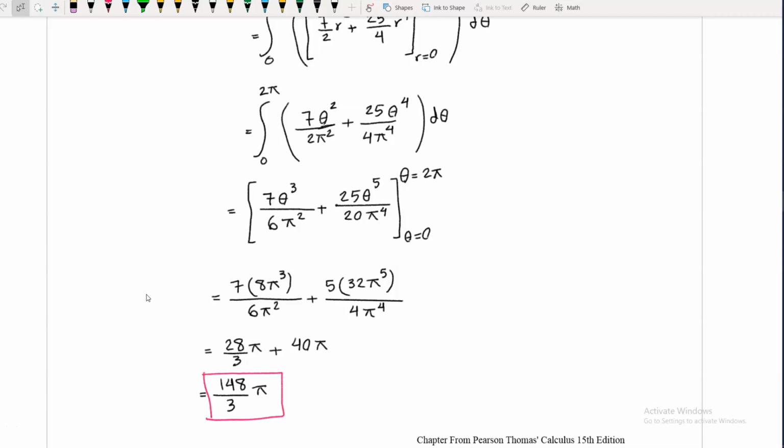And then I have 32 divided by 4, on top I have 8. So 8 times 5, it is 40, and pi to the 5th power over pi to the 4th power. Simplified, we have pi. So here the denominator is 3, and on top we have 28 pi plus 120 pi, so that is equal to 148 pi over 3. So this is our final answer for this part.